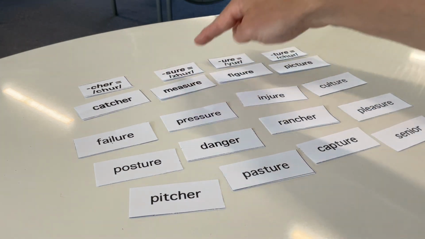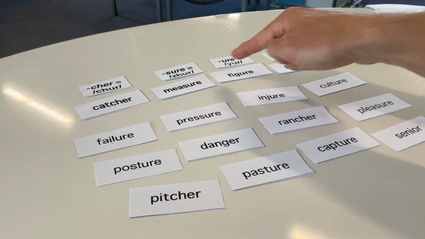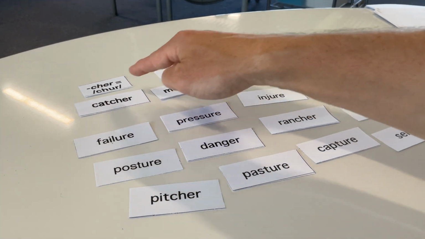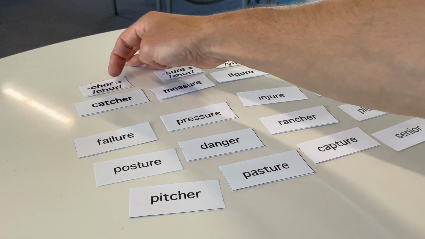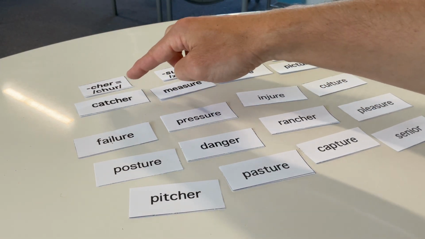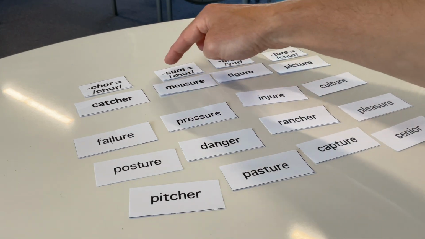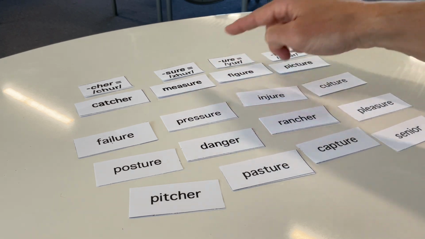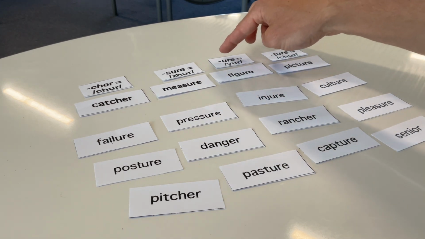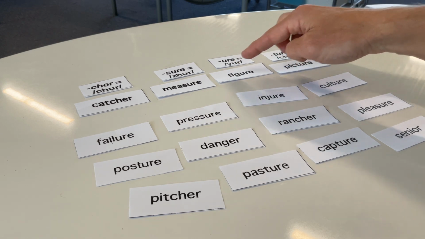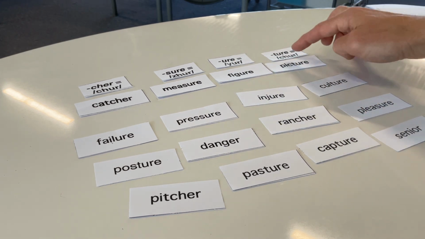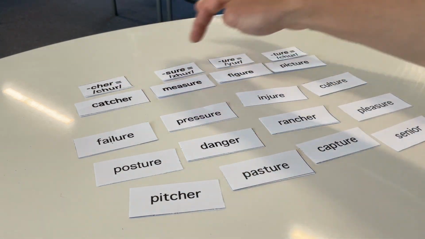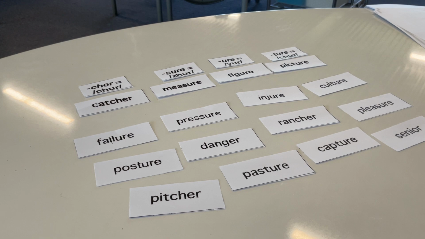So in this list, it has these sounds in these orders, and then these example words in bold to show you which ones match. So catcher is spelled C-H-E-R at the end and makes a chur sound, catcher. Measure is spelled S-U-R-E and makes a zh sound. So measure goes with that one. Figure has U-R-E at the end and makes a y sound, figure. And picture makes a chur sound. So these two make the same sound, but their spellings are different, and that's what we're practicing.